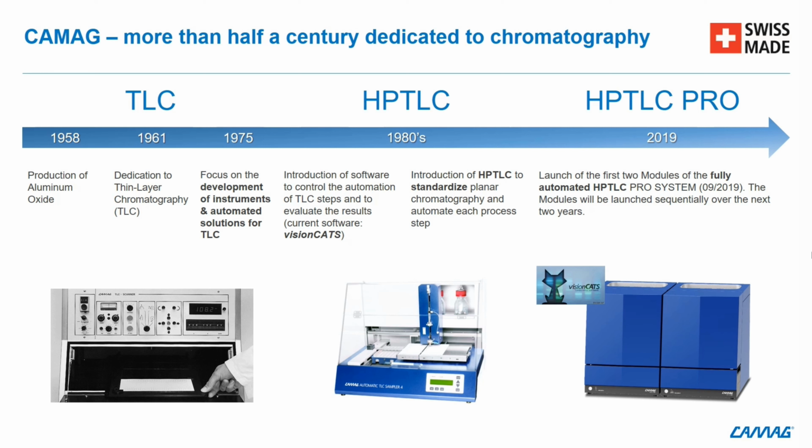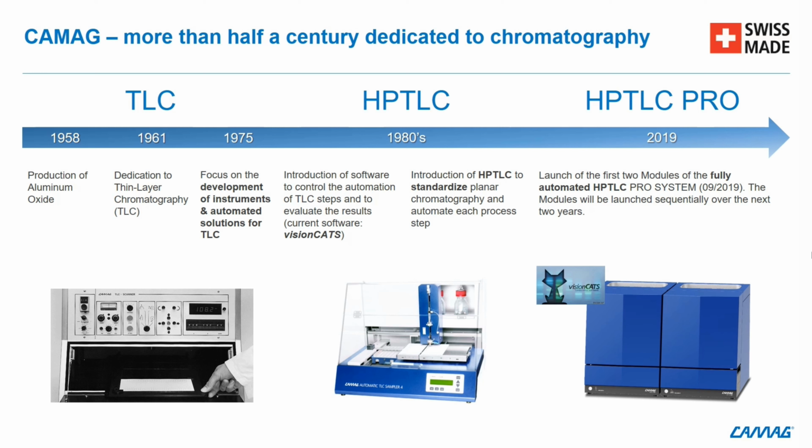The company CAMAG was founded in 1958, starting with the production of aluminium oxide. Soon, we began to engineer and manufacture instruments for thin layer chromatography. In the 1980s, we added software to control the automation of the TLC steps and to evaluate the results. This was the birth of high-performance thin layer chromatography, or short HPTLC, where each step is standardized and automated.